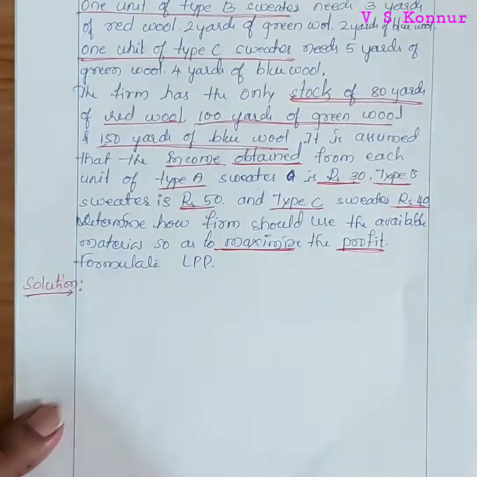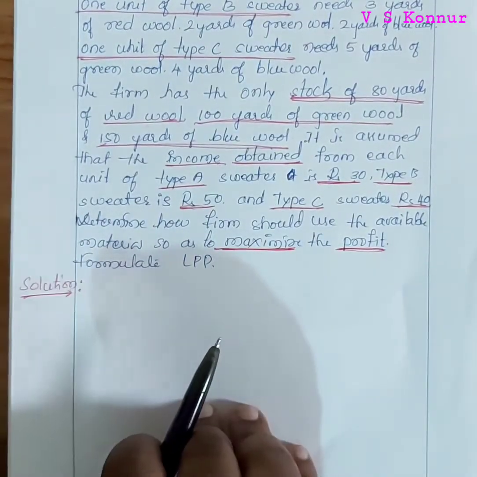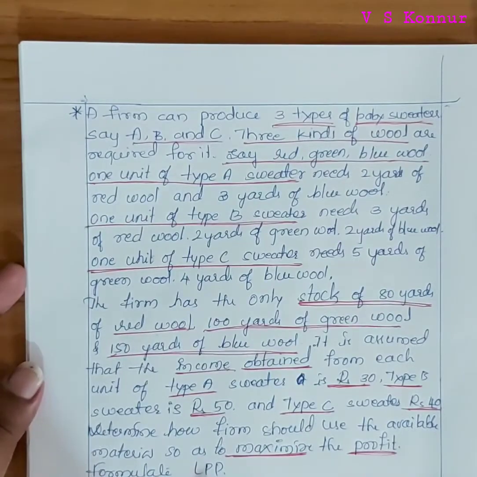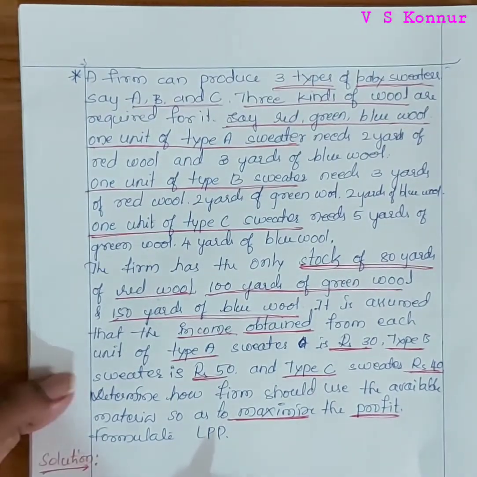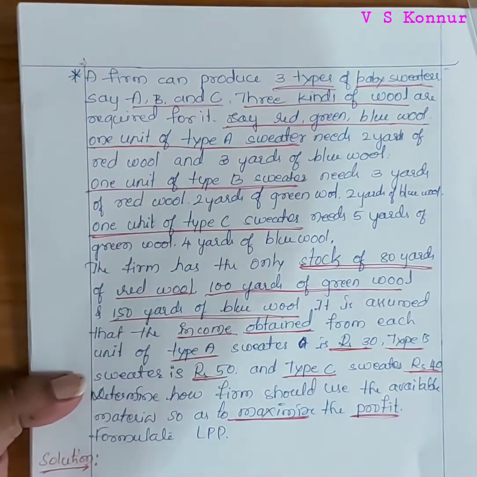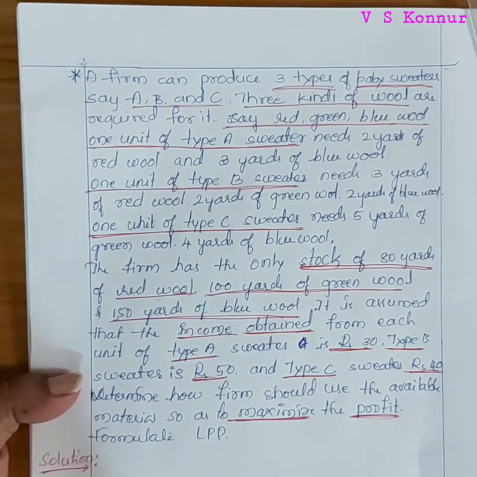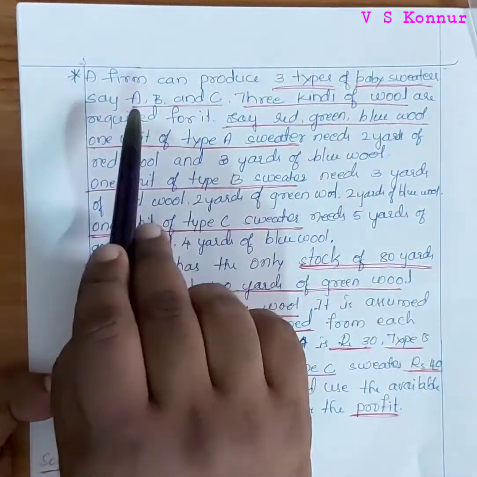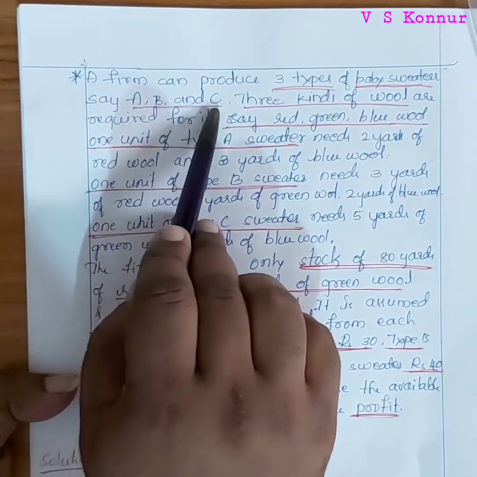Next problem. A firm can produce 3 types of baby sweaters, say A, B and C. These are the 3 products.